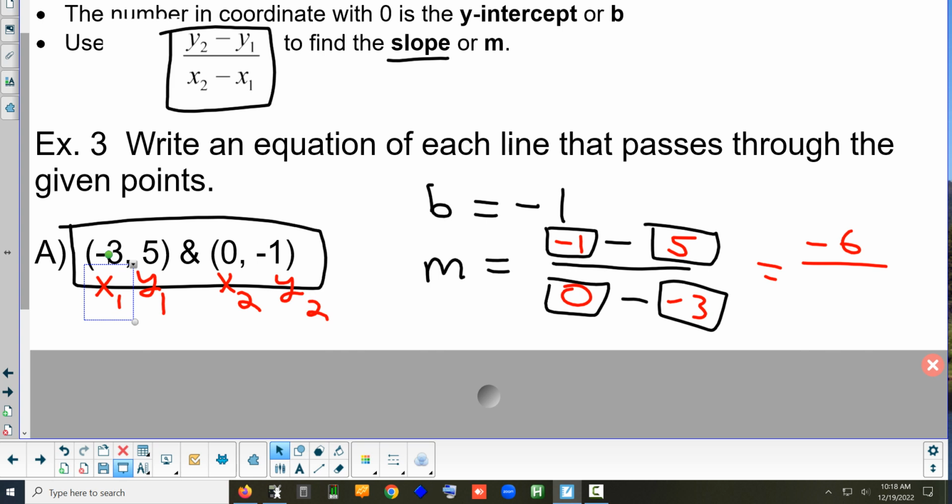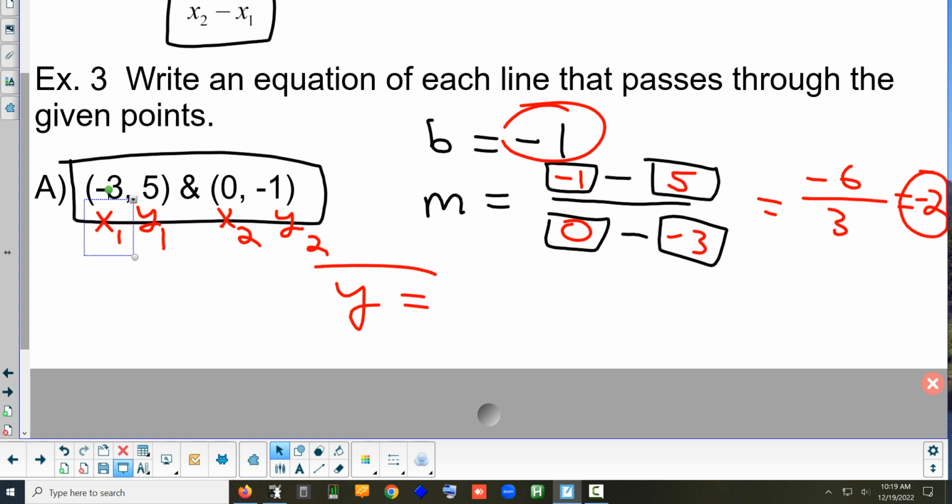And in the bottom, we have 0 minus -3. So what happens when you do 0 minus -3? Yep. The negatives cancel each other out, and what do we get? 3. So now my slope is -6 divided by 3. What's -6 divided by 3? Yep, -2. Okay, so there's our slope. There's our y-intercept.